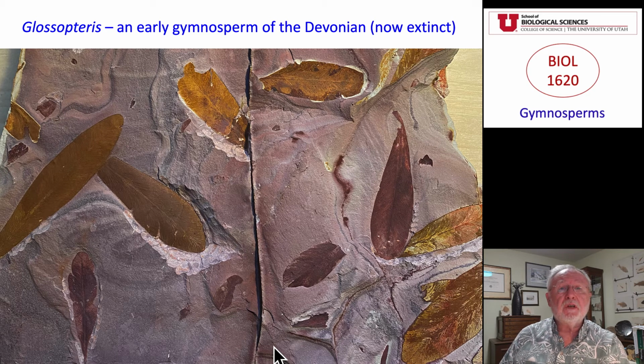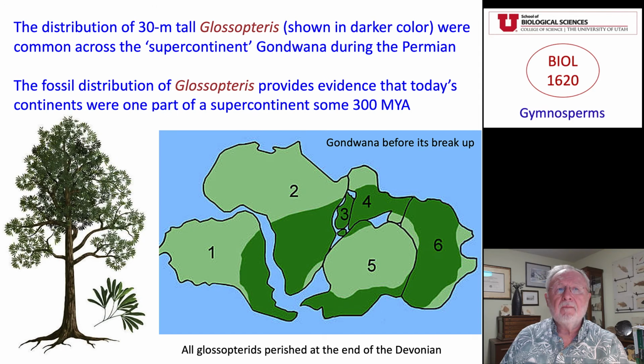This particular specimen is part of a fossil collection that I have showing what life was like back in the Devonian. Now, Glossopteris was about a 30-meter tall tree, and it was found in the supercontinent of Gondwana. So this is Gondwana before its breakup, some 300 million years ago.